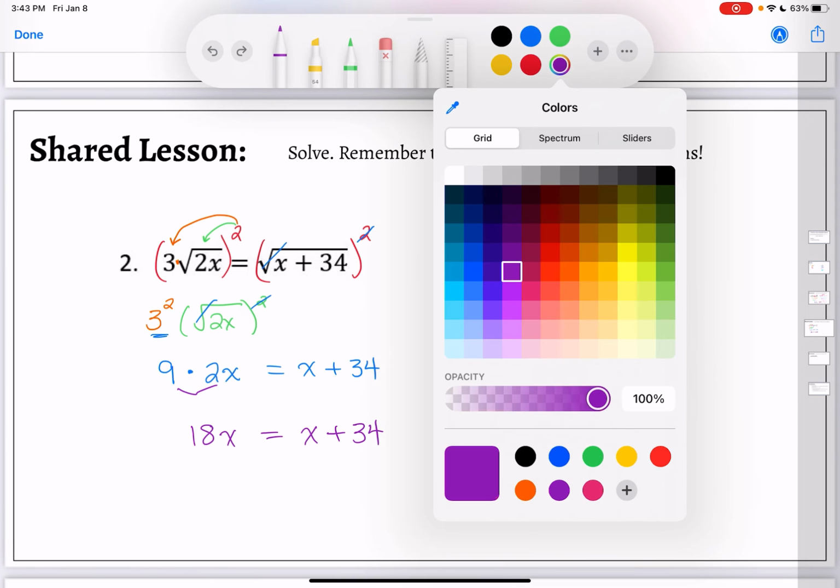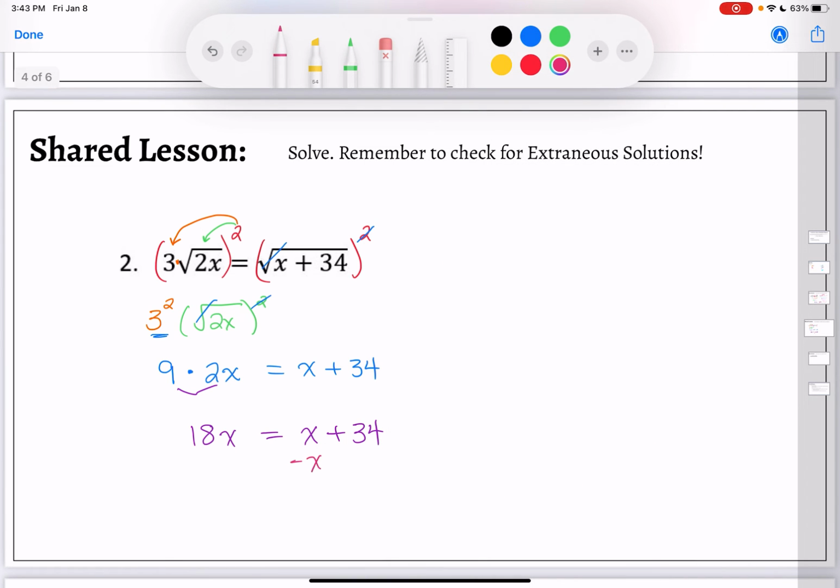Okay, now I'm going to keep on going. So I'm going to subtract x from both sides. I get 17x equals 34.